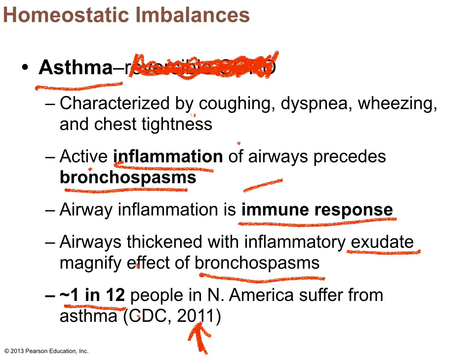Okay, so asthma: we've got inflammation, we've got bronchospasms, which is the constriction of the bronchioles. This is an immune response. And you're also going to produce this fluid called exudate that's going to block the tubes as well. So not only the spasms, but the fluid. About 1 in 12 people in North America suffer from asthma. These are some of the key characteristics you want to memorize. Now, there is no permanent damage with asthma or asthma attacks. So that's how it's different from some of the characteristics of COPD.